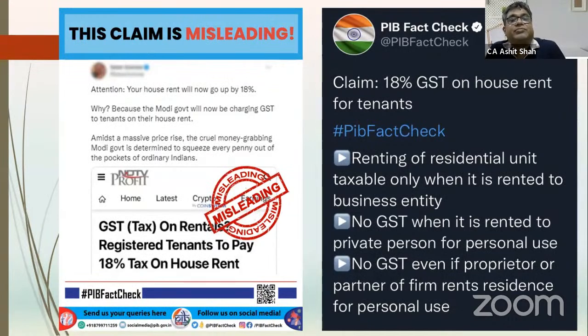Okay. Now the other one is: a salaried person using a residential house for personal use, so RCM is not applicable? I think it is a salaried person taking it on rent. So whether RCM would be applicable, I think he might be unregistered. If he is unregistered, then there is no issue.